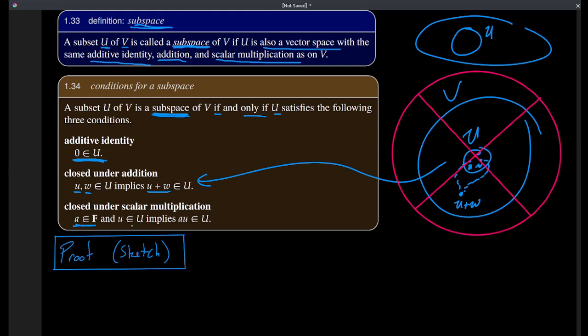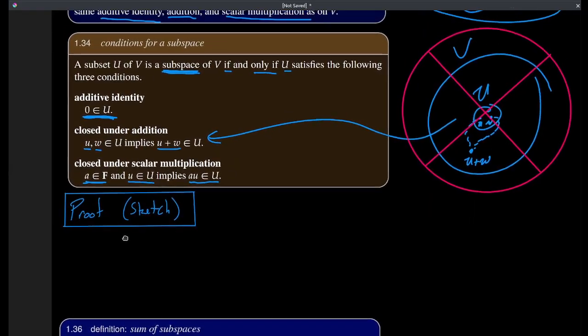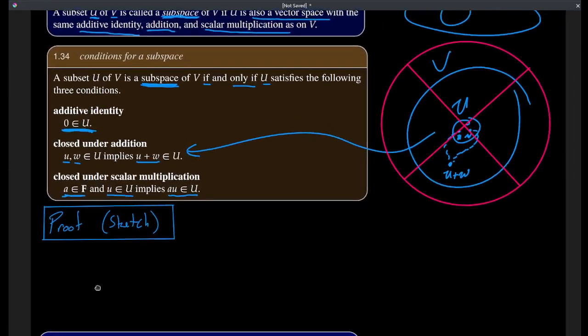So if you take an element of the field and an element of your subset, then any scaling of that element is in the subset. That is, if I take the field element and the element of the subset, and I scale the element of the subset by the field element, then I get back something that lives in the same subset. If these things happen, then U is a subspace of V. And conversely, if U is a subspace of V, these things happen. So I claim this, the proof here is so simple, let's just sketch it.